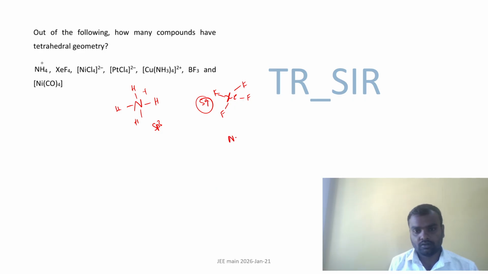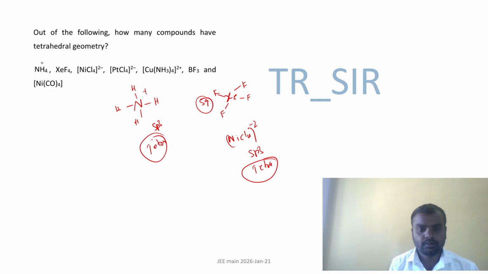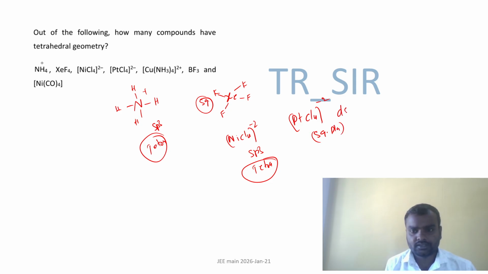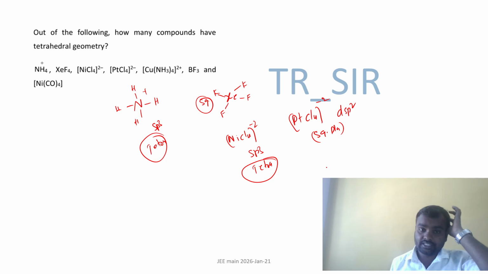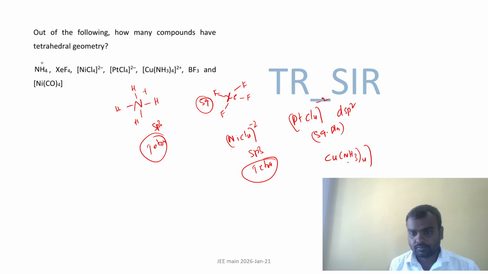NiCl4 is tetrahedral. We just solved it in the coordination compound topic. So sp3, tetrahedral, that is one. This one is also tetrahedral. PtCl4 is square planar. Heavier elements can form square planar complexes. Now dsp2 hybridization. Copper is also square planar, due to Jahn-Teller distortion it becomes dsp2 and square planar.